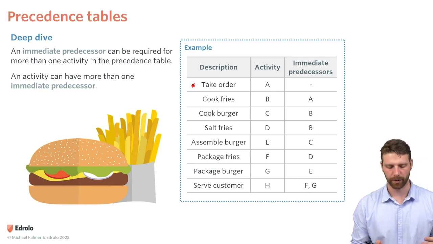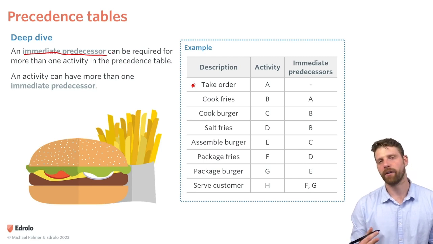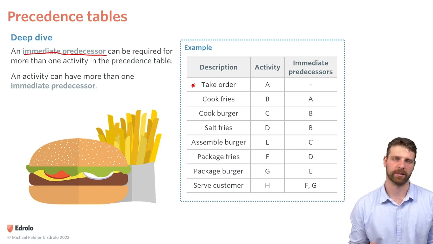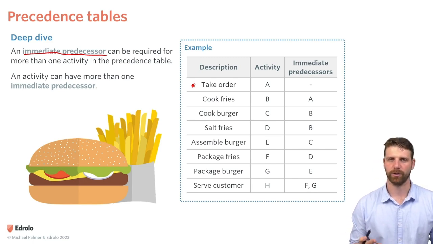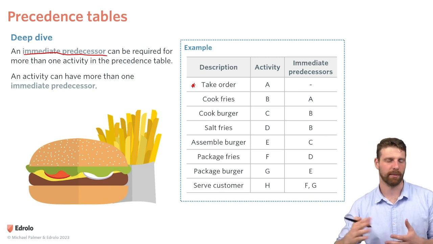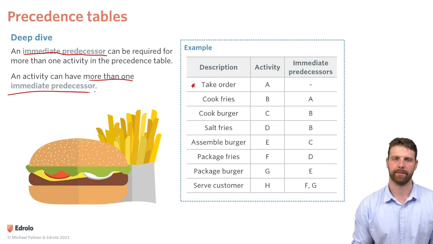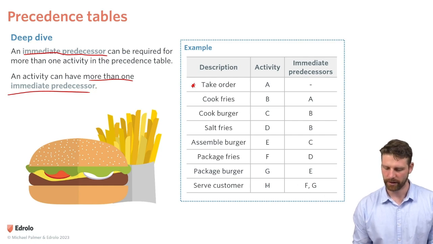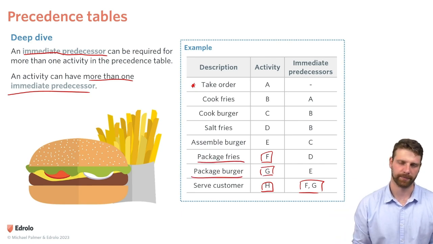I've got a few other points to make here about immediate predecessors. They can be required for more than one activity in the precedence table. So sometimes before you can do, say, B and C, you'd need to finish A, or you need to finish A and B before you start D. An activity can have more than one immediate predecessor. So if we look at this table, we can see that H has two immediate predecessors, F and G. So we need to complete packaging the fries and packaging the burger before we can give that to the customer.